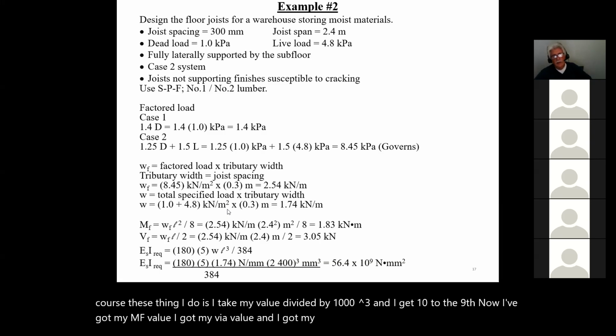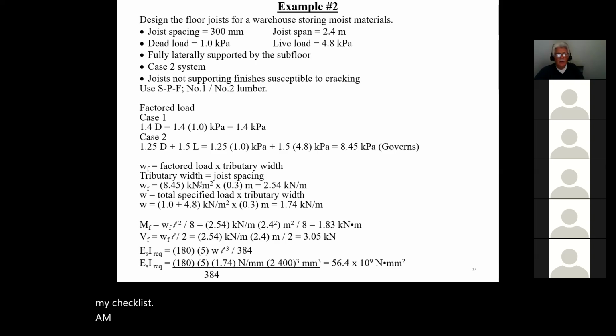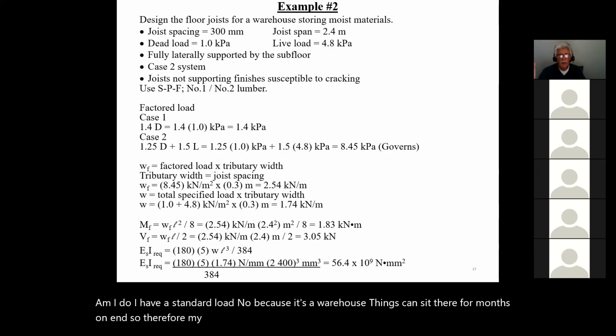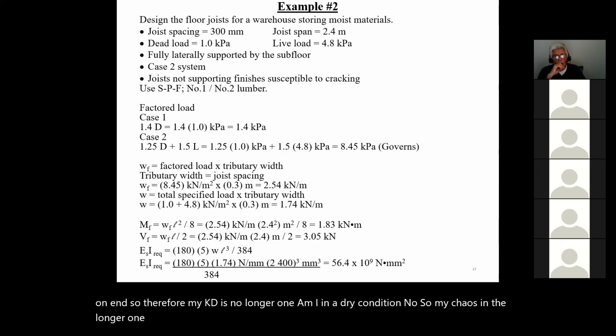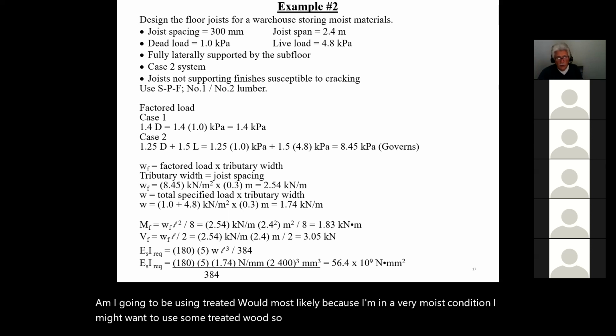But the problem is that if I go to my checklist, do I have a standard load? No, because it's a warehouse, things can sit there for months on end, so therefore my KD is no longer 1. Am I in a dry condition? No. So my KS is no longer 1. Am I going to be using treated wood? Most likely, because I'm in a very moist condition, I might want to use some treated wood. So my KT is no longer equal to 1. So now what do I do?